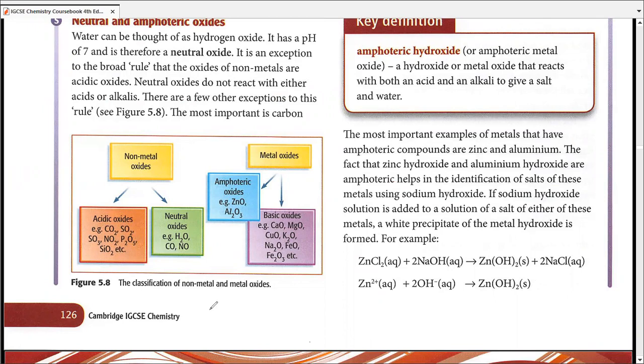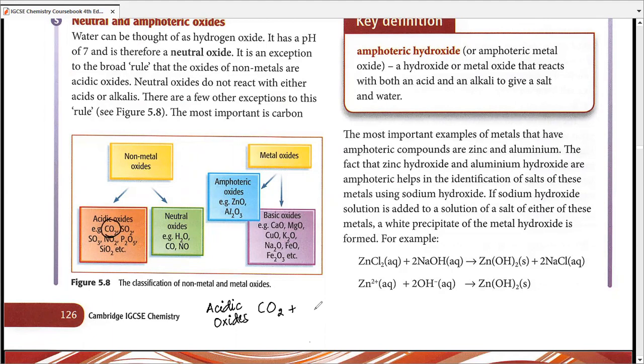Let's start with acidic oxides. So, we're calling them acidic oxides. Why? Because they act like acids. Let's talk about carbon dioxide. Carbon dioxide is an acidic oxide, the first example over here.